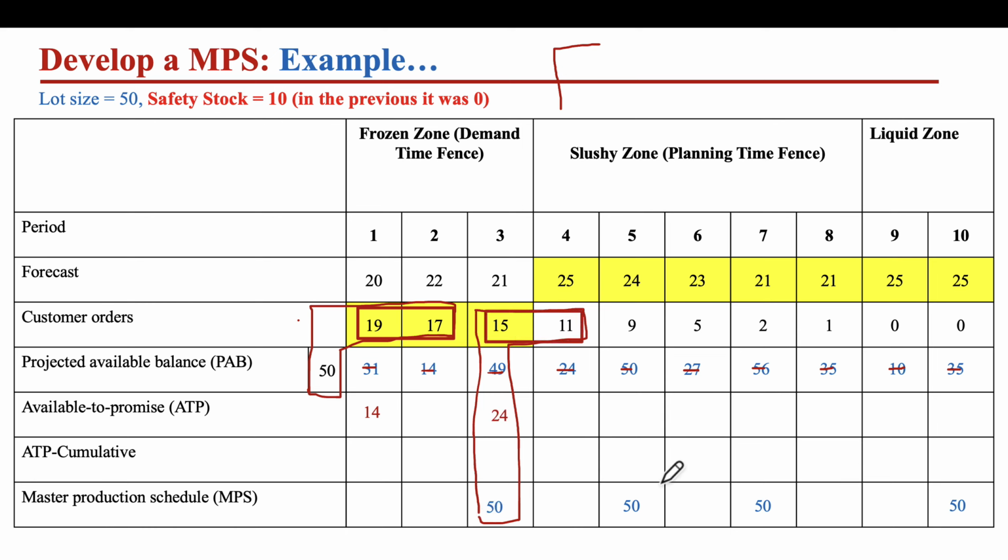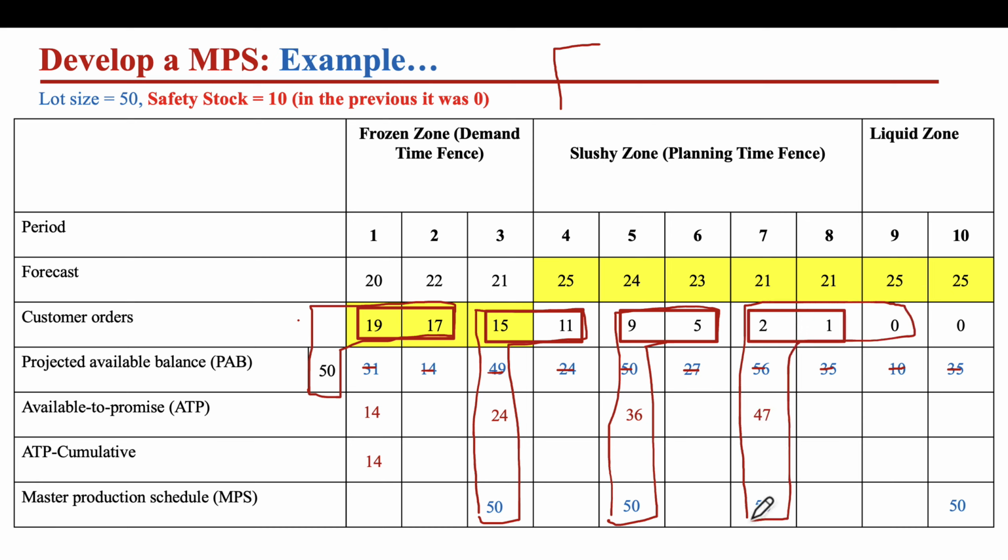And then the next one will be 15 plus 11, that is 26, and 50 minus 26 is equal to 24. And then 9 plus 5 is equal to 14. 50 minus 14 is equal to 36. 2 plus 1 plus 0 is equal to 3, and 50 minus 3 is equal to 47. Then we'll be calculating ATP cumulative.